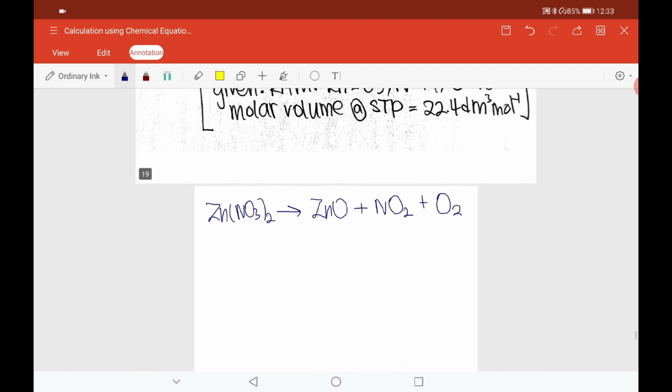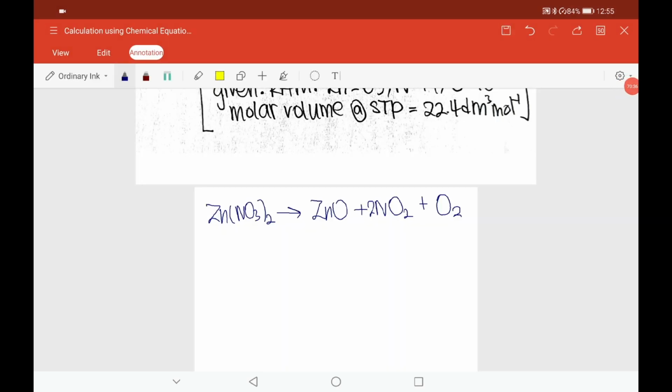We need to balance the equation. We have one zinc on the left, one zinc on the right, so it is balanced. Then the nitrogen: we have 2 nitrogen on the left. So on the right, we can put a 2 to balance it. Just put a 2 here to balance it.